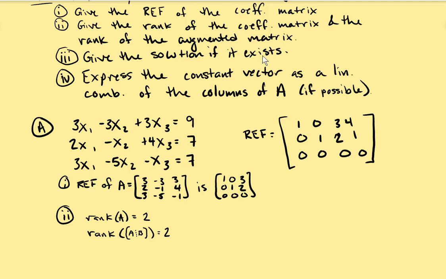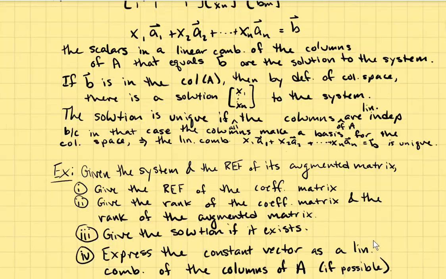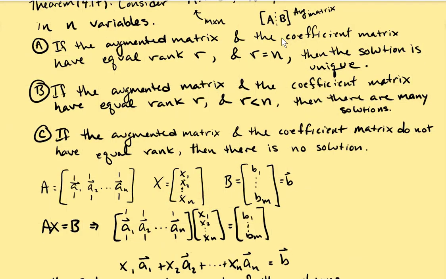Part 3 says give the solution if it exists. Notice we've already said the rank of the reduced augmented matrix is the same as the rank of the coefficient matrix itself. According to our theorem, let's see what that tells us. The augmented matrix and the coefficient matrix have equal rank R. Is that equal to the number of equations n, or less than it? If it's less than, there are many solutions. And let's take a look.